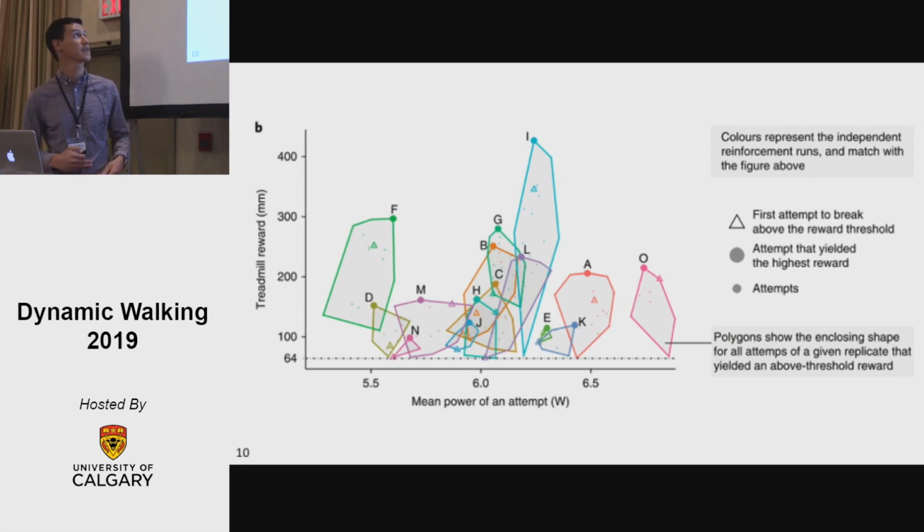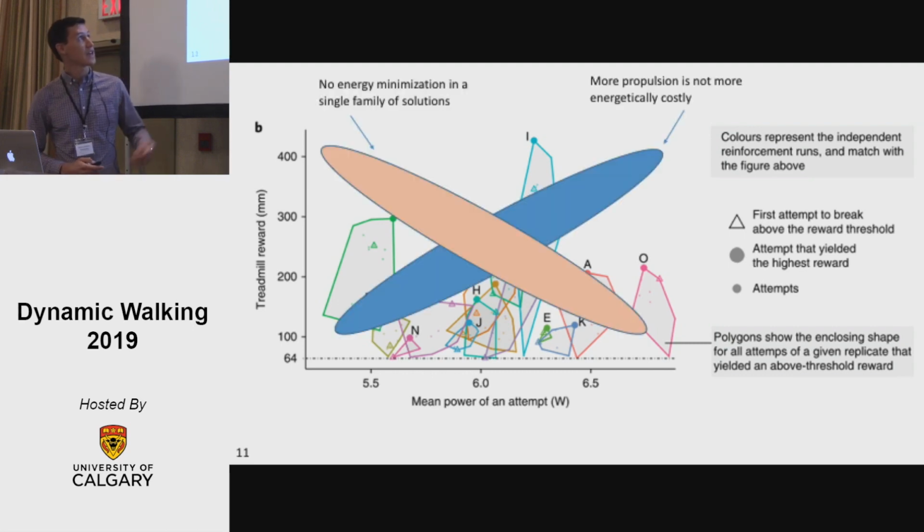We saw how each of the families keeps approximately the same power consumption. We can also see how different families have different regions in this space. So that is an opportunity for us for future research, because we are very impressed by how different solutions emerge. Now, this is what I already explained to you. In this figure, the dark one, we are not seeing any of the families having this elongated shape from left to right. So we conclude that more propulsion is not more energetically costly. Also, we don't see any shape like this, meaning that there is no energy minimization in a single family of solutions.